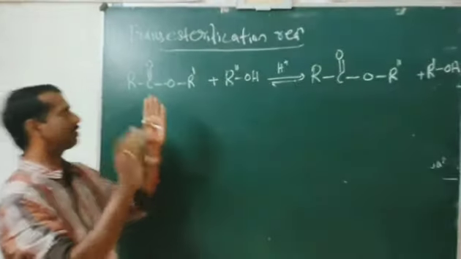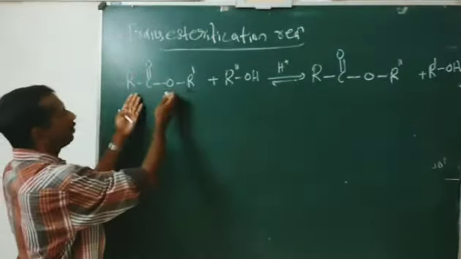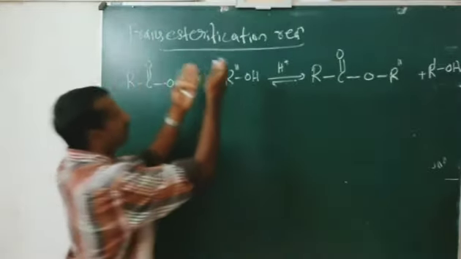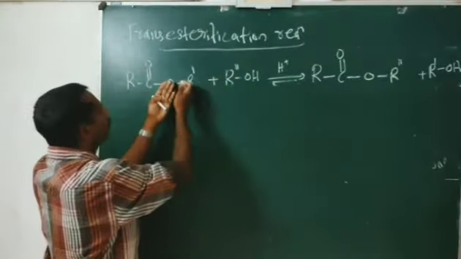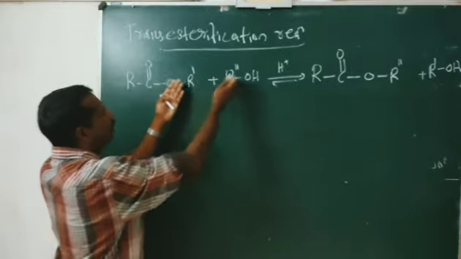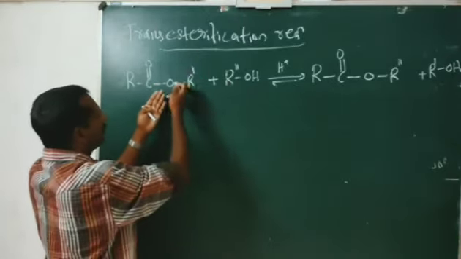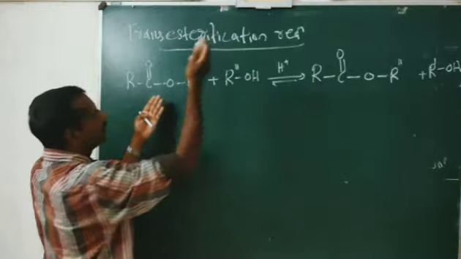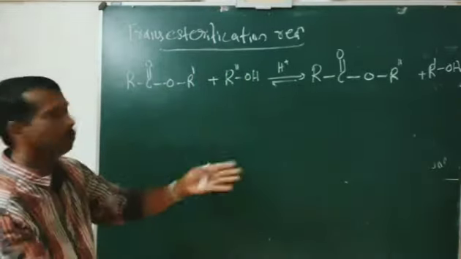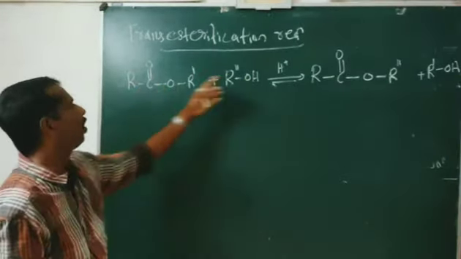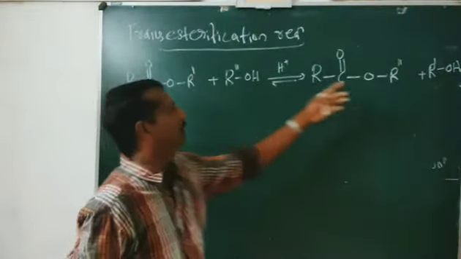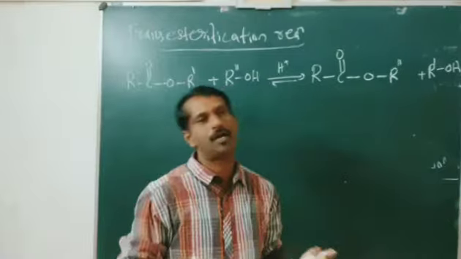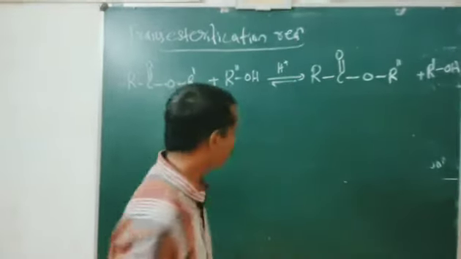So transesterification reaction means the reaction when an ester is heated with an alcohol in the presence of an acid, the alkoxy part will undergo exchange reaction. That means R' will be exchanged with R2. So we get a new ester RCOOR2 plus what do we get? R'OH. This reaction is known as a transesterification reaction.